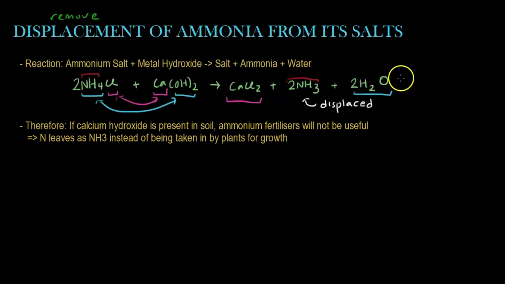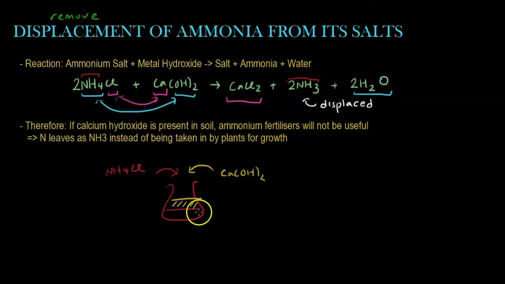How this will look in the experimental setup, let me just draw for you. This is my ammonium salt, for example. All reactions have to be done in liquid, so it's faster. So maybe I'll just throw in calcium hydroxide and NH4Cl. When I throw these two reactants in, I stir and heat them up for the reaction to go faster.